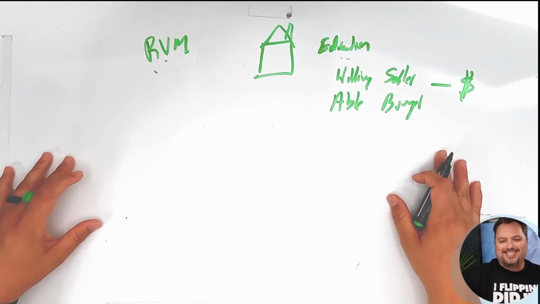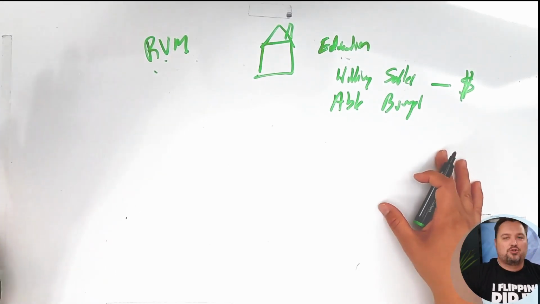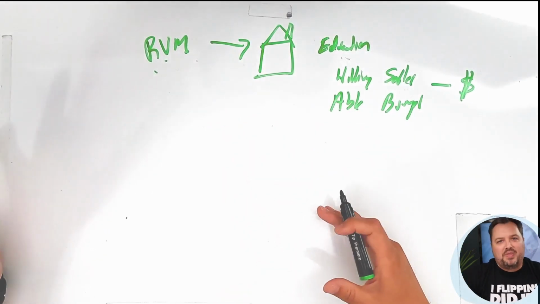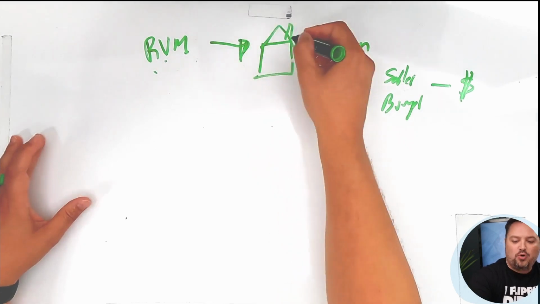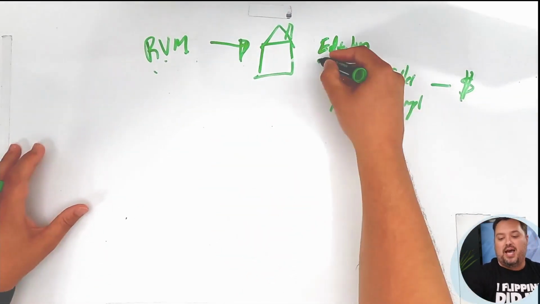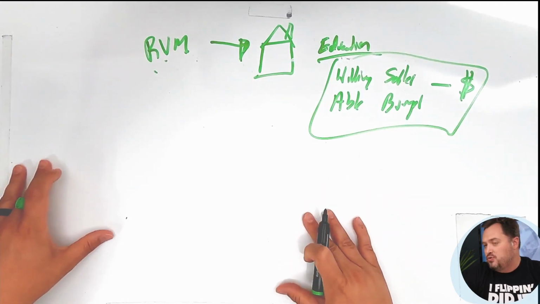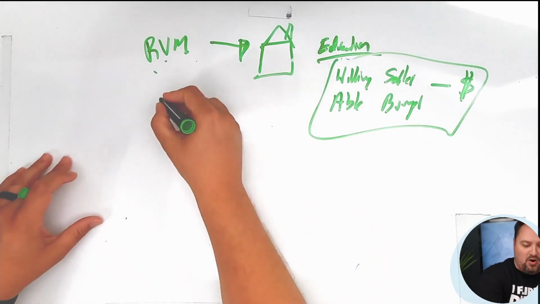So an agent is going to be using their best guess, or a realtor is going to be using their best guess and making that determination as to what the house is going to sell for. So how do we determine what a best guess, an educated guess on what a willing seller and an able buyer are going to be willing to do? Well, the method is called comparables.